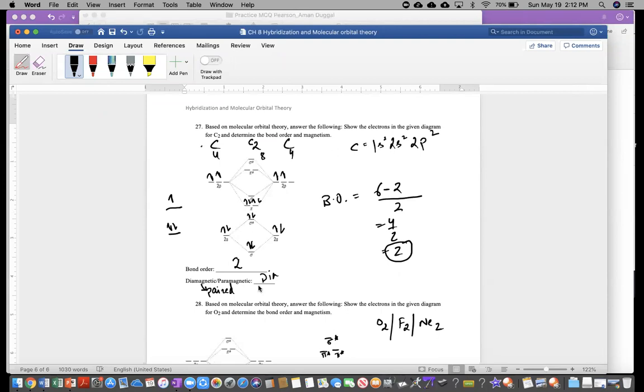You guys, any questions on this? Make sure you understand this because this is for sure on the exam.